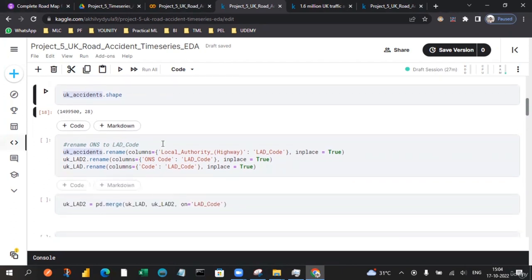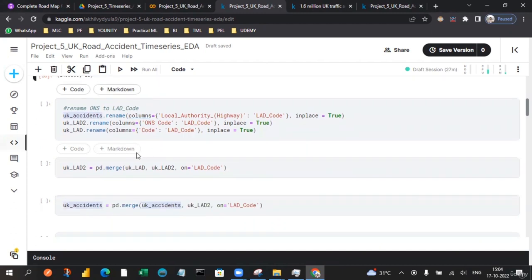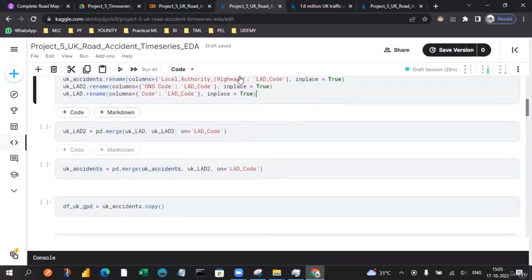And some renaming corresponding to the domain knowledge, as we know. We can read some of the description about the road details and also the OSN to the LAT code. So local authority highway, and the OSN code is nothing but the LAT code. So we just rename those columns so that you will be able to find that nomenclature, and we can also use it for joining purposes with the other data frames.